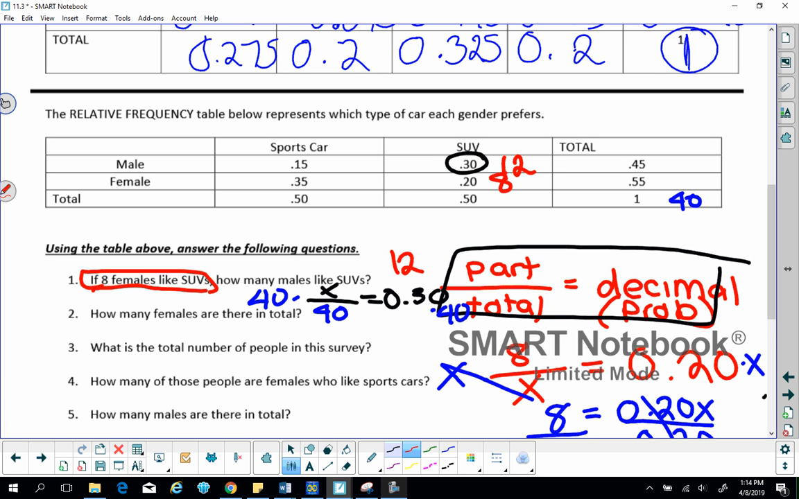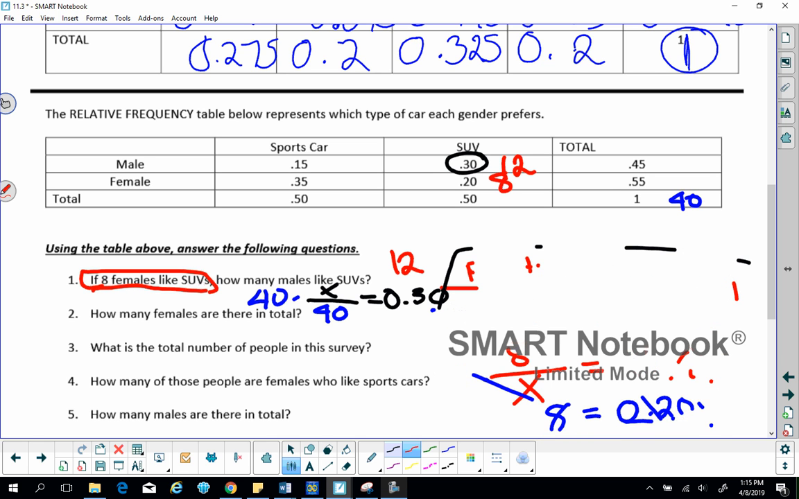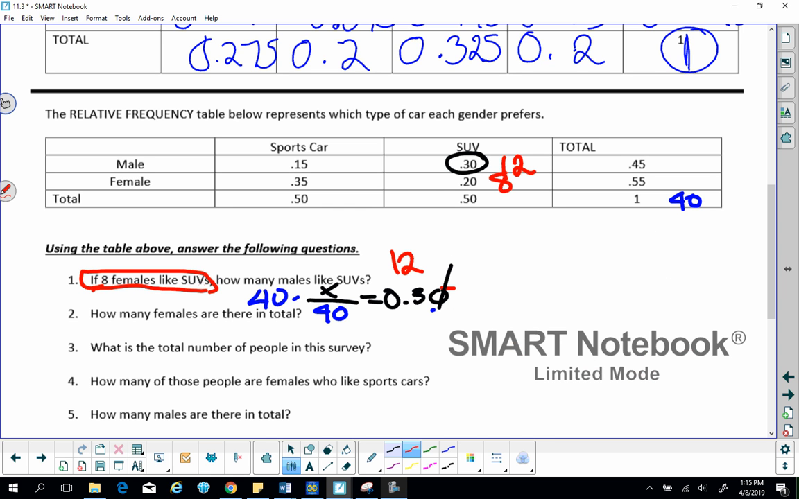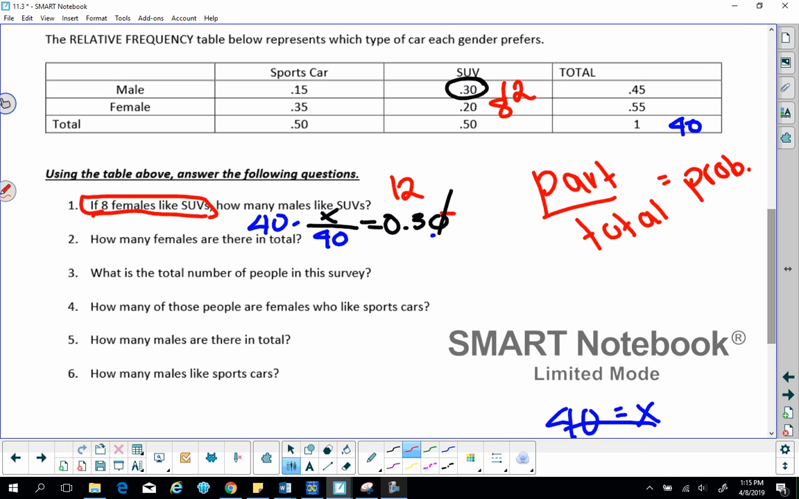Let's go to the next one. How many females are there total? So let's try this formula right here: part out of total equals the decimal, or probability. Which number are they talking about? 40 is my total. The females are 0.55. That's my probability, so I'm going to put that right here.